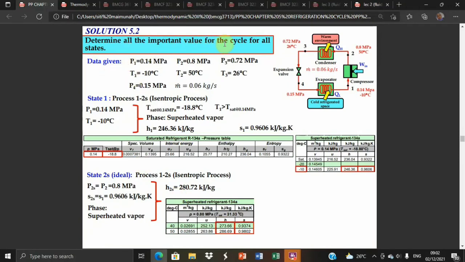Determine all the important values for the cycle at all states, given that P1 equals 0.14 MPa, T1 equals minus 10 degrees, P4 equals 0.15 MPa, P2 equals 0.8 MPa, T2 equals 50 degrees, mass flow rate equals 0.06 kg/s, P3 equals 0.72 MPa, and T3 equals 26 degrees. Step 1, process 1 to 2s, isentropic process.